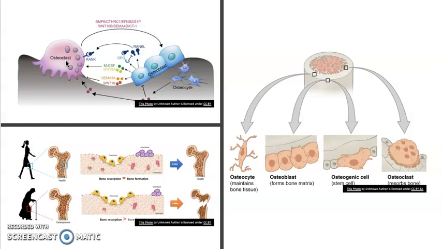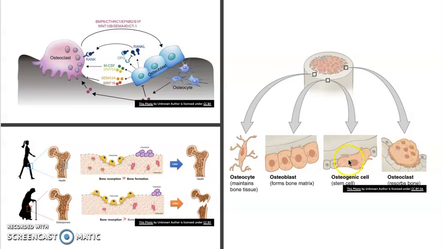Osteocytes are mature bone cells. Okay, we talked about the osteoclast, we talked about the osteoblast. Now we will talk about the osteocyte. Osteocytes are mature bone cells. They are fixed or trapped in the bony chambers called lacunae. The action of osteocytes is the maintenance of bone structure.